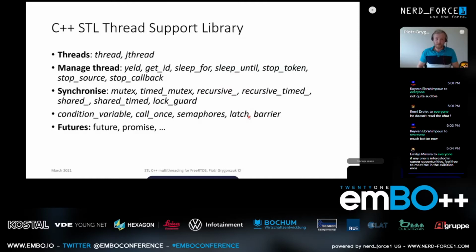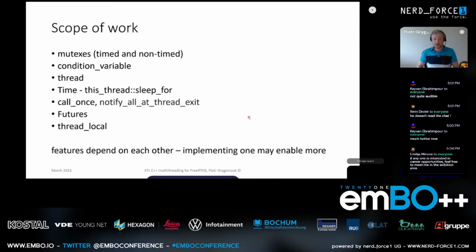I guess people at this conference are familiar with the C++ thread support library. It's quite a lot, but the good news is that we don't have to implement everything. GCC is kind of self-dependent, and this is the scope of work. The components on the slide are the ones implemented, and the rest of the features pretty much work. I'm not sure about C++20. I haven't tried it yet.